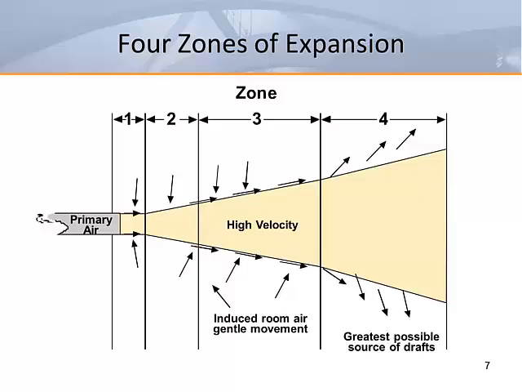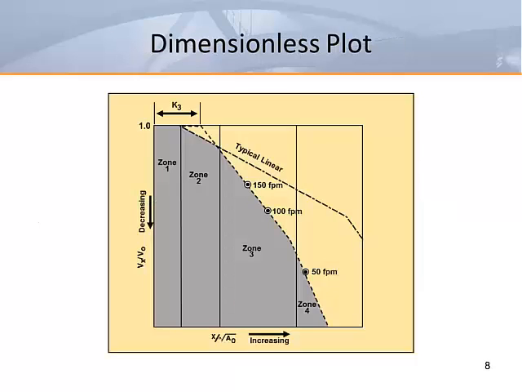The various applications of airstream can be defined by what is happening in these four zones of expansion. To better understand these four zones of expansion, let's look at them individually. The first zone maintains a constant velocity and typically extends approximately 1 to 2 duct diameters from the face of the outlet. The goal for laminar flow diffusers is to have an extended first zone.